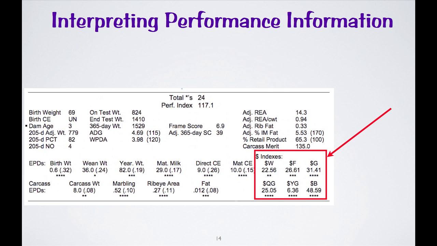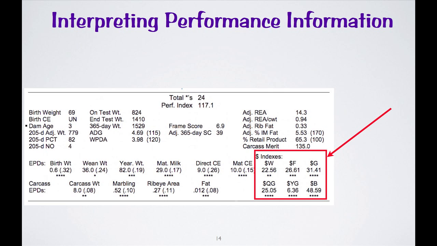So we'd use the dollar feedlot versus the dollar G or the dollar grid index to decide among bulls, depending upon whether you're going to have retained ownership of the calves all the way through and sell them on a carcass basis, or whether you're just going to sell them at the terminal market to an order buyer and let them take the risk on what is the value of that particular bull.